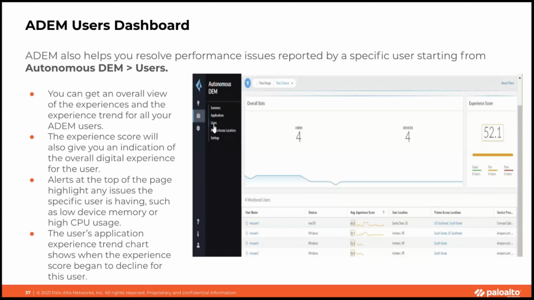Autonomous DEM for the hybrid workforce monitors the experience of all applications irrespective of where they are hosted. It also continuously monitors the experience of every user as they shift between working from home and the office or a trusted corporate campus network. Whether the user is connected to an untrusted network or a trusted network, ADEM will continue to do application performance monitoring.